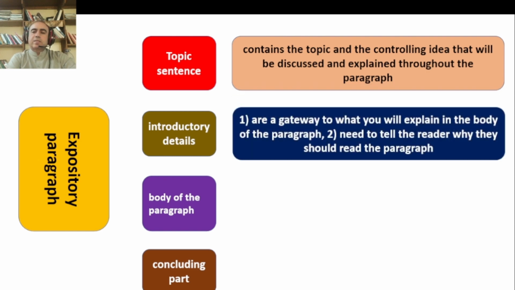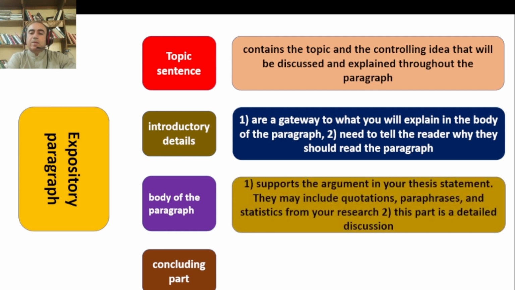Then introductory details. Introductory details are a sort of explanation. They are the gateway to the details of the paragraph. They support the topic sentence, and they signify whether the topic that is going to be explained is readable or not, whether one should go into details or not. They are very effective. If you write convincing introductory details of a topic sentence that is going to be explained in the body of the paragraph, that would be an engaging thing. Your reader would be engaged and he would read.